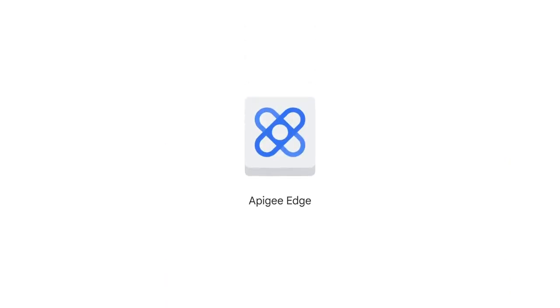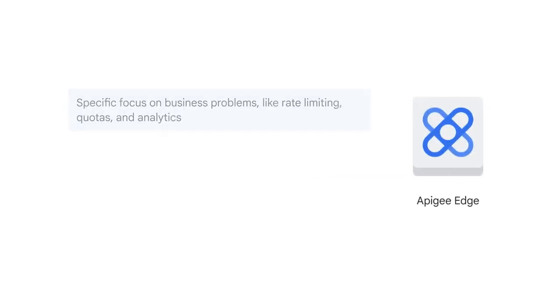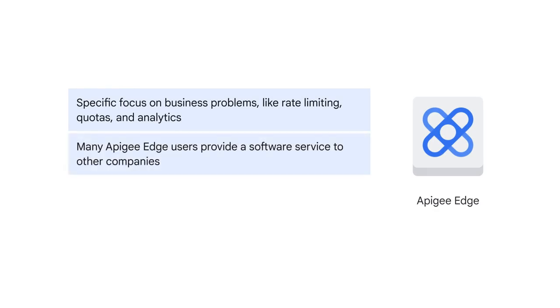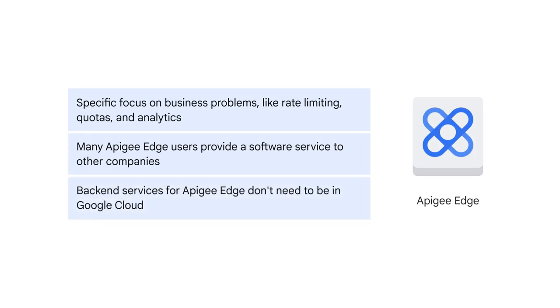Another Google Cloud platform available for developing and managing API proxies is Apigee Edge. Unlike Cloud Endpoints, Apigee Edge has a specific focus on business problems, like rate limiting, quotas, and analytics. In fact, many Apigee Edge users provide a software service to other companies. Backend services for Apigee Edge don't have to be in Google Cloud, and as a result, engineers also often use it to take apart legacy applications.